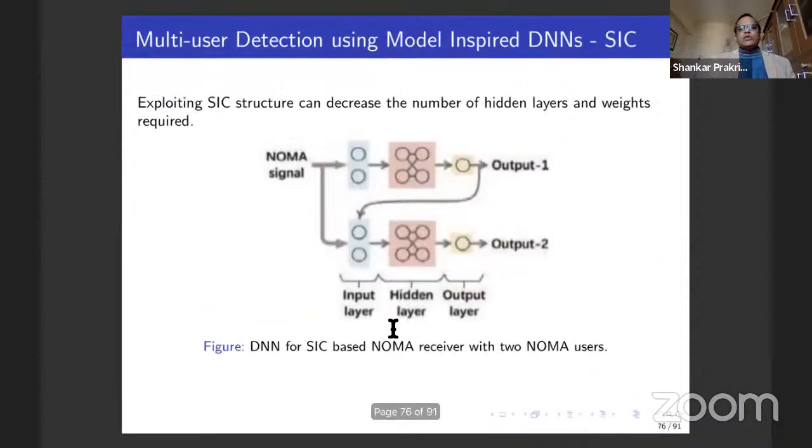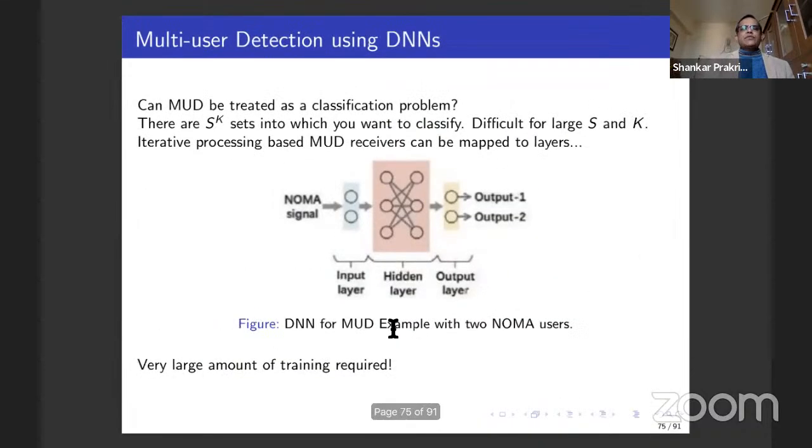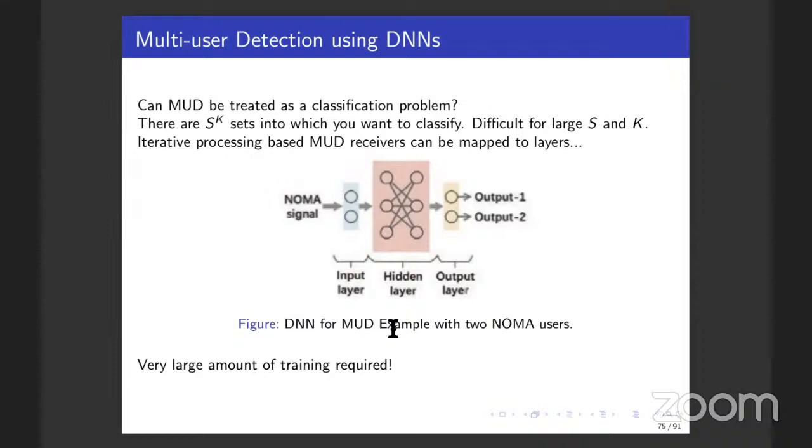I think those of you who are familiar with multi-user detection are possibly familiar with the fact that the complexity involved in multi-user detection is very, very large, right? If you have an alphabet size of S and K users, you have to search among S power K sets in order to perform ML detection, which is why ML detection is very, very difficult. But then you have suboptimum detectors, like, for example, the sphere decoders and so on, right?